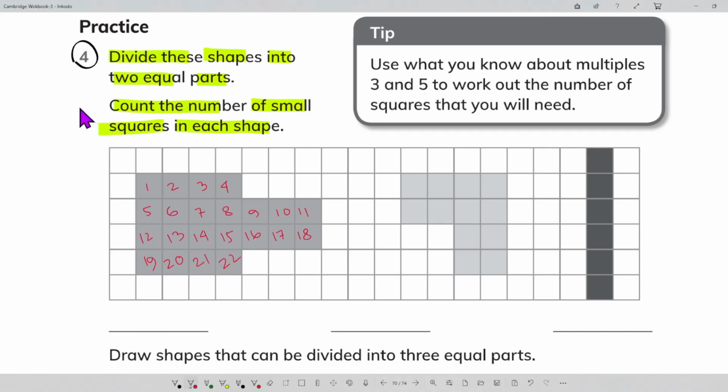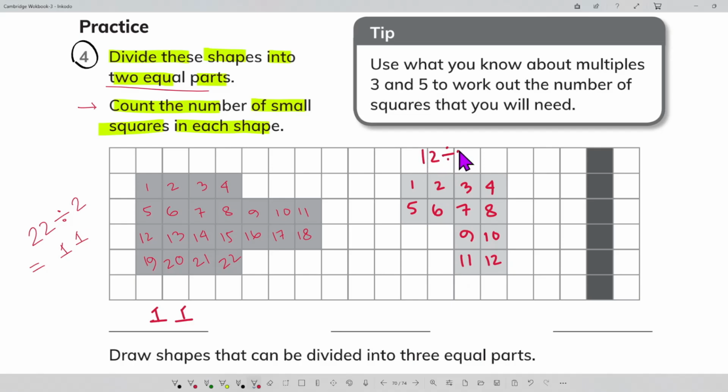Our target is to count the number of small squares in each shape. We already counted, which is 22. Now we will divide this shape into two equal parts. So 22 divided by 2 is 11. So we can write the answer 11. Similarly, here is 1, 2, 3, 4, 5, 6, 7, 8, 9, 10, 11, 12. So 12 divided by 2 will be 6. So here is 6.